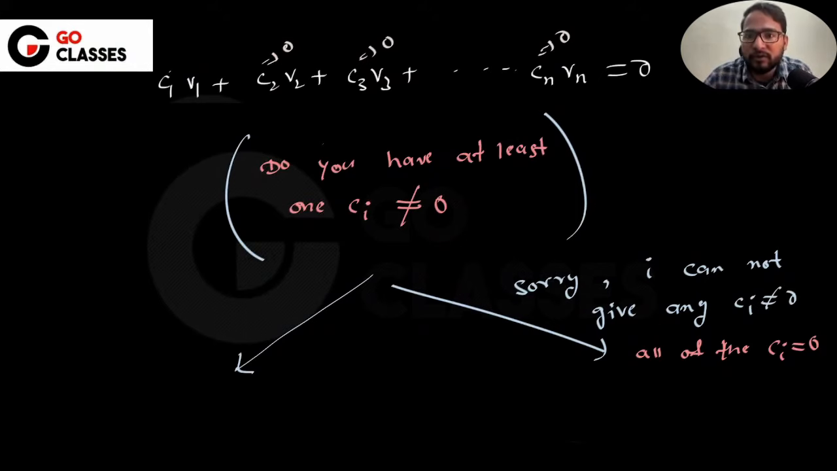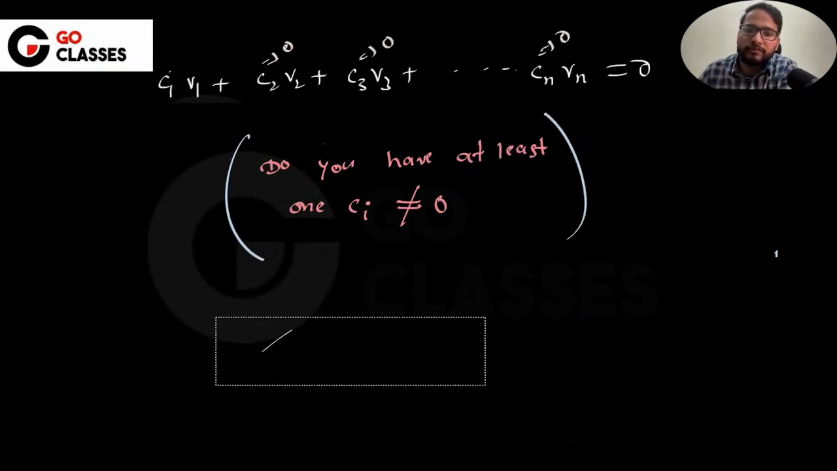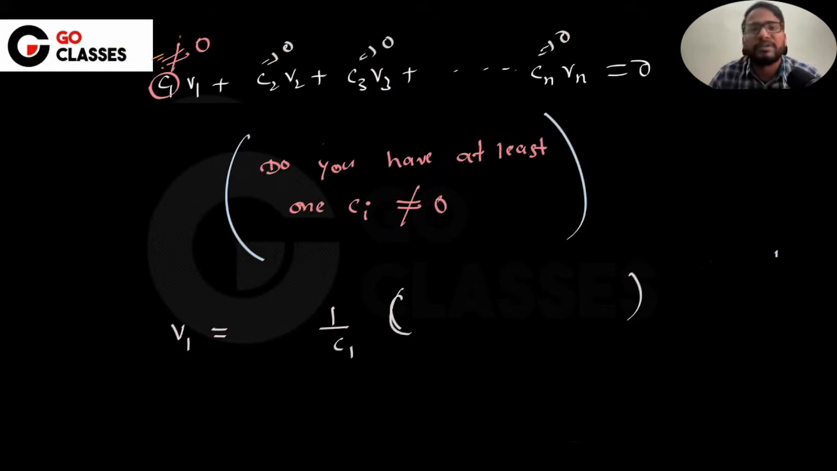Okay. Let's suppose one of them is not 0. Let's suppose C1 is not 0. I hope this is clear. This writing is clear to everyone. Suppose this C1 is not equal to 0. Then what you will say? If C1 is not equal to 0, I do not care about the other coefficients. I have at least one coefficient which is not equal to 0. I will be writing V1 as 1 upon C1 into something. Whatever other coefficients are, I do not care. If C1 is not equal to 0, in this equation, I can represent V1 as a linear combination.